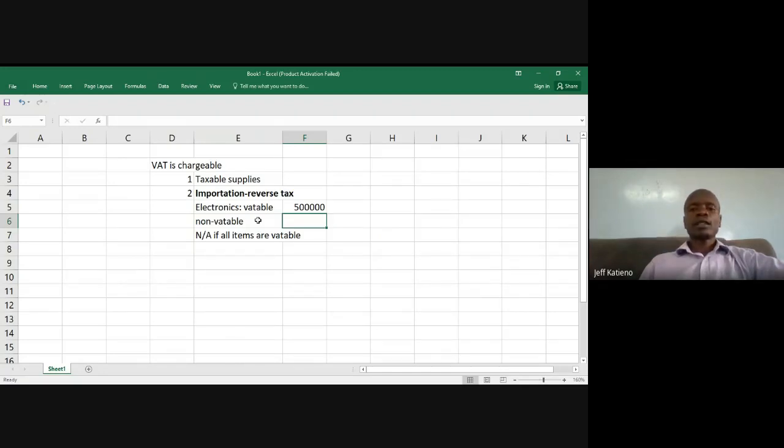So I want you to get that distinction very clearly. If items are vatable, no import VAT, no reverse tax. But if the items are non-vatable, then the government knows that there's no point they will get money from the goods because you'll never charge VAT. So they take VAT at that point. So that's why non-vatables are subject to reverse tax, but vatables are not subject. I want you to get that distinction very clearly.